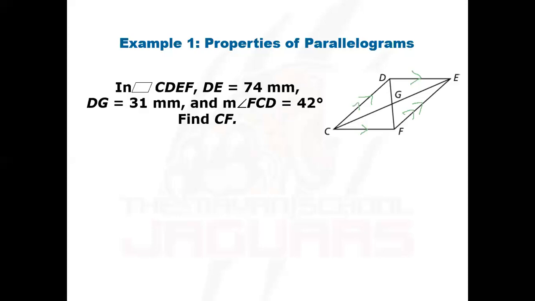And with this, I already know that these segments are gonna be congruent. Now, what else can I assume from the information that is given? I know that in the figure, the length of the segment DE is 74 millimeters. So this segment here is 74 millimeters. Also, I know that the angle FCD measures 42 degrees. And given that the length of the segment DG is 31, this one over here is 31 millimeters. And what I need to do is to find the length of the segment CF.